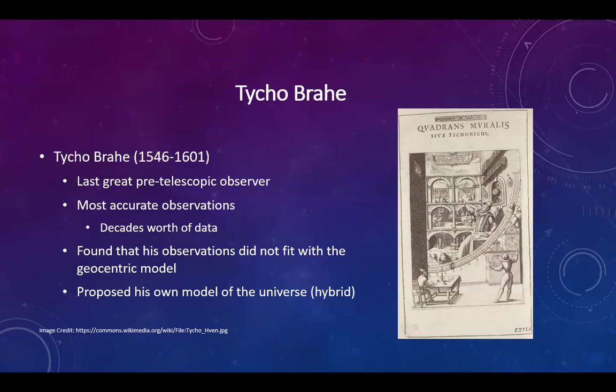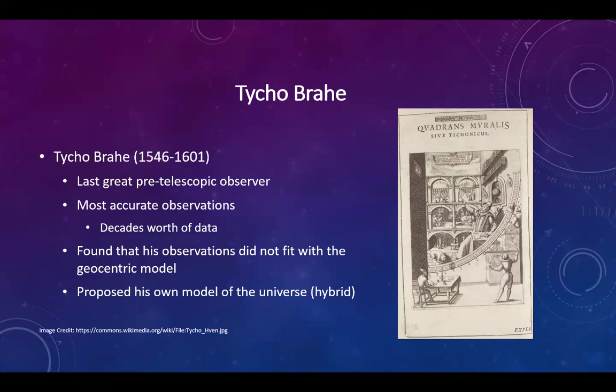And he made the most accurate observations of the sky at the time. And this was decades worth of data. Now, he didn't really communicate much with Galileo because he was Protestant, Galileo was Catholic. And again, this was the middle of the Protestant Reformation. And he found that his observations didn't fit with the geocentric model. But he didn't like the heliocentric model because he couldn't observe parallax.